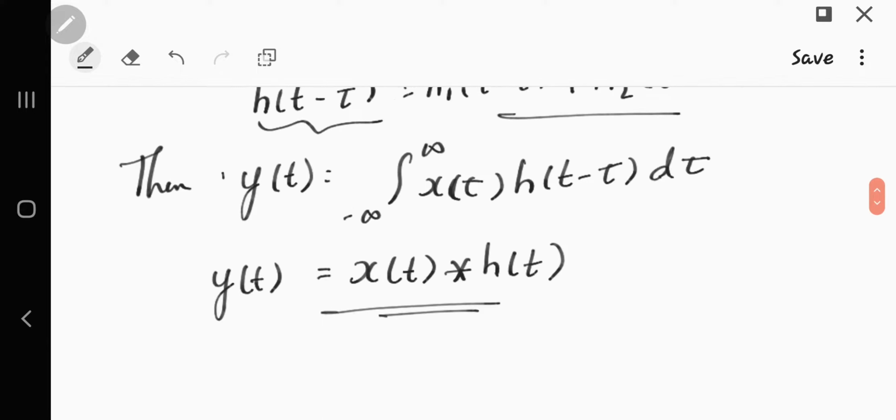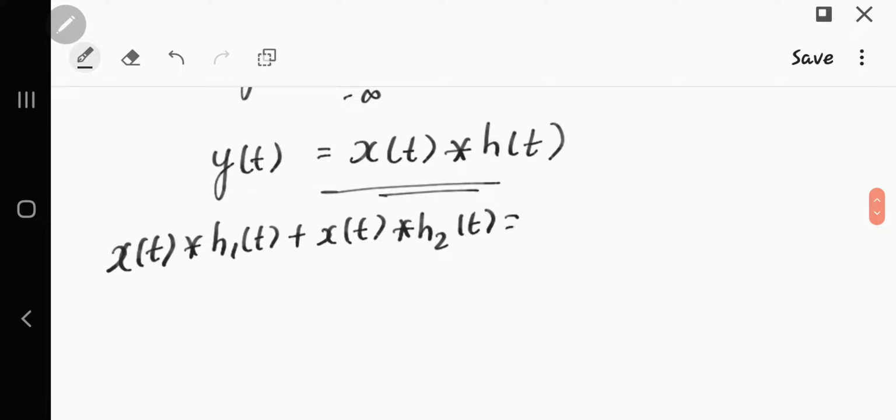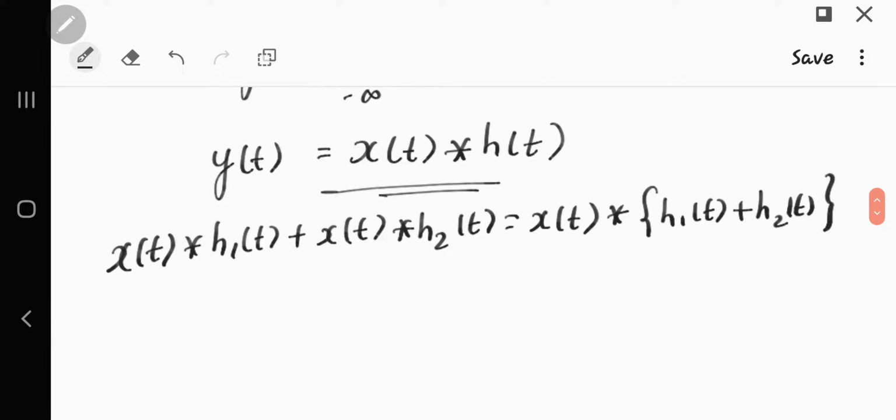Now, if you want to say this mathematically, we can say that the convolution possesses the distributive property, that is x of t convolved with h1 of t plus x of t convolved with h2 of t is equal to x of t convolved with h1 of t plus h2 of t.